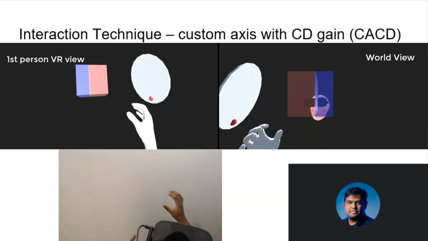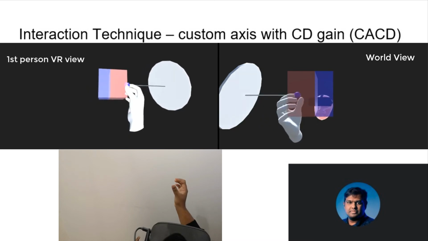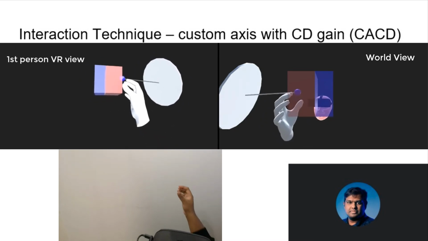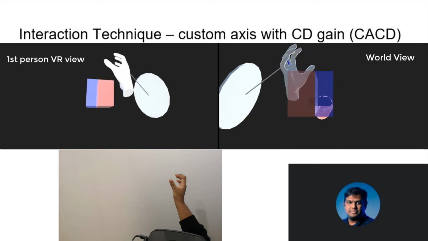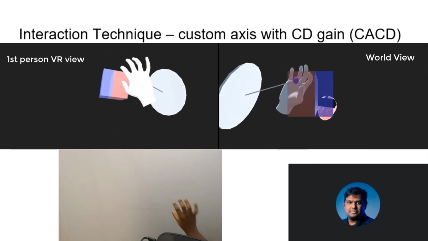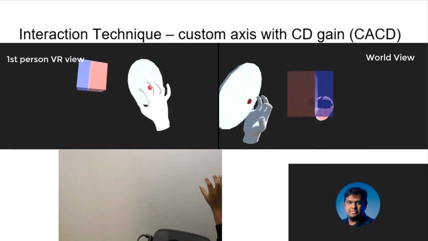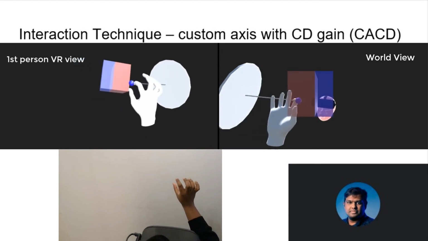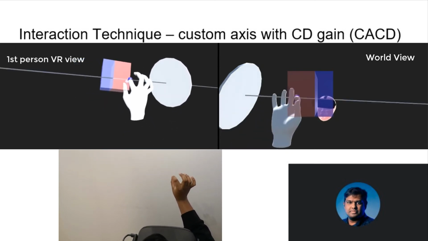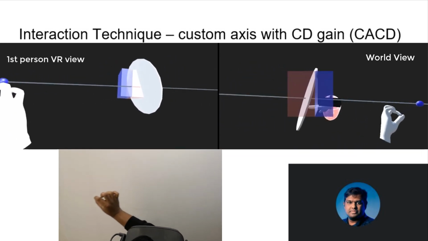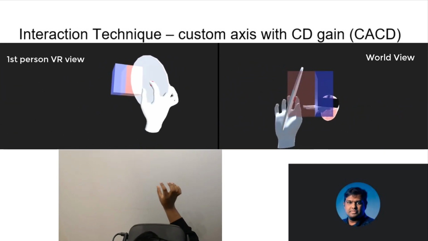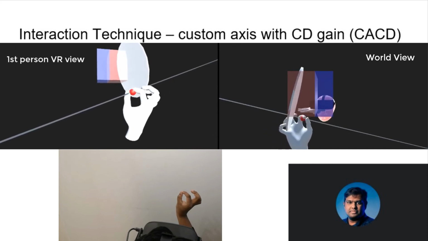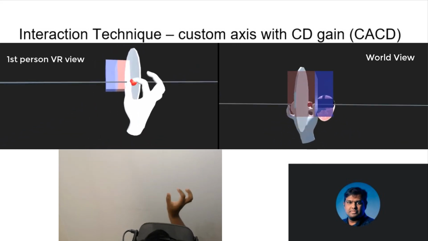In custom axis with CD gain, translation and rotation are performed separately. Translation handle appears outside the object in blue, rotation handle appears on the plane in red. These handles follow the hand movements. Once the user grabs these handles, a fixed axis is created. Then the user can translate along the fixed axis. CD gain is applied to scale down the movement.